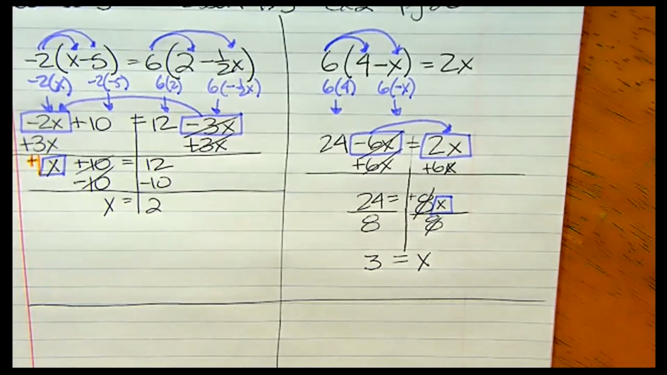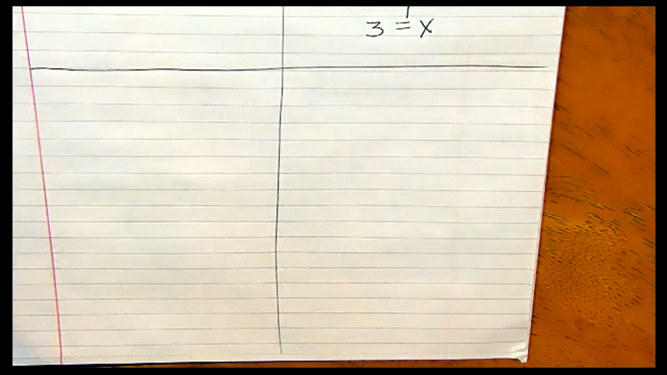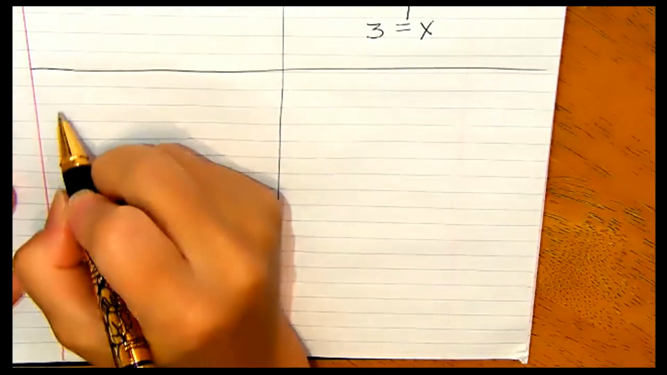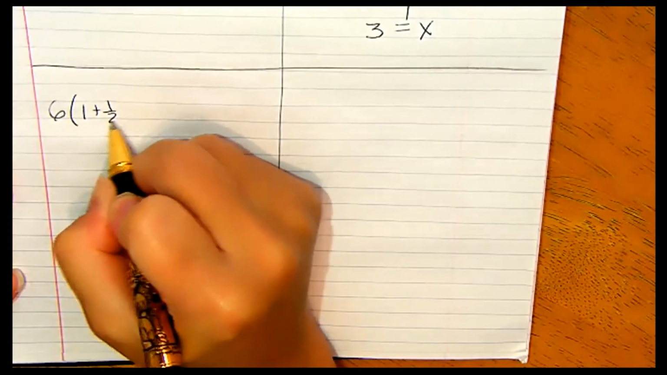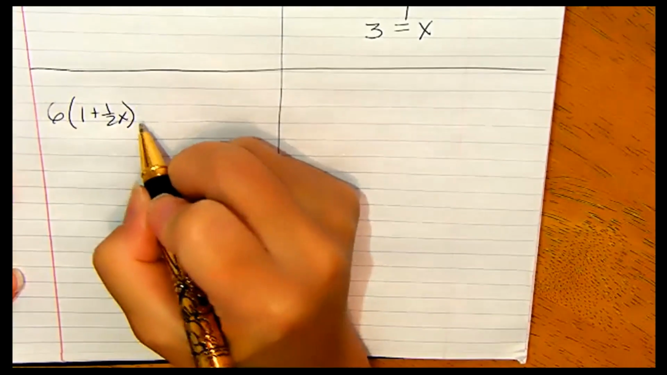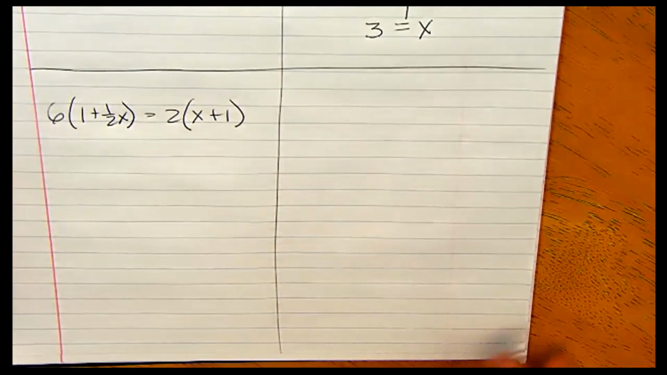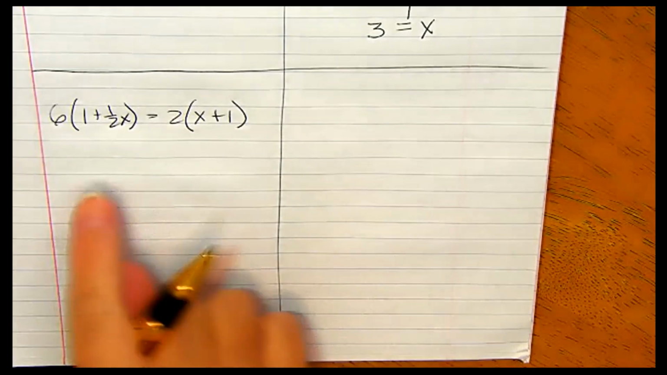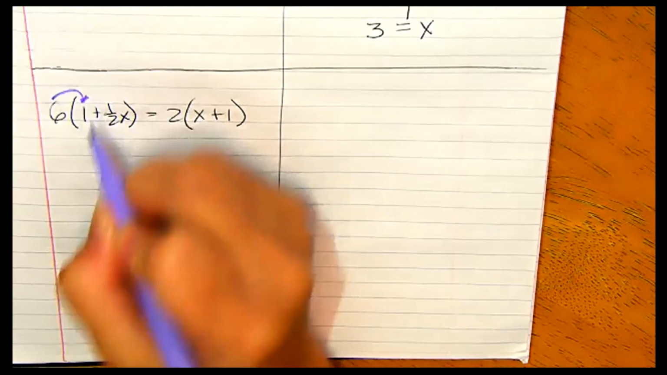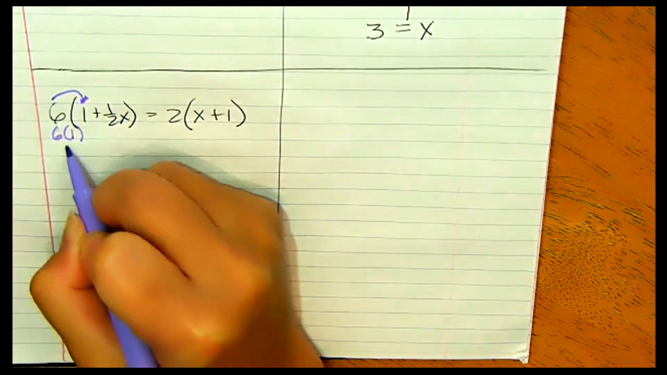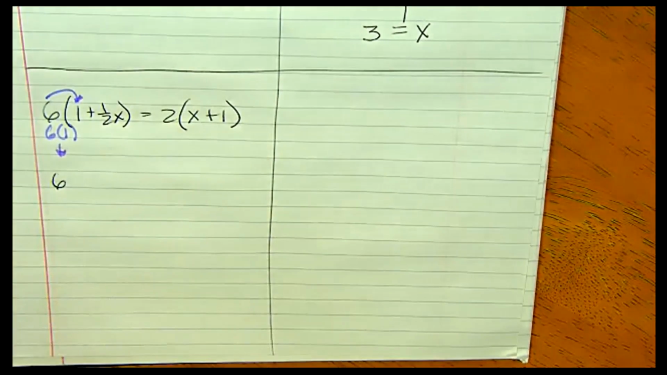Okay, let's do another practice problem. Six times 1 plus 1/2 x equals 2 times x plus 1. So here we have to distribute on both sides. We can handle that. 6 times 1 is 6.